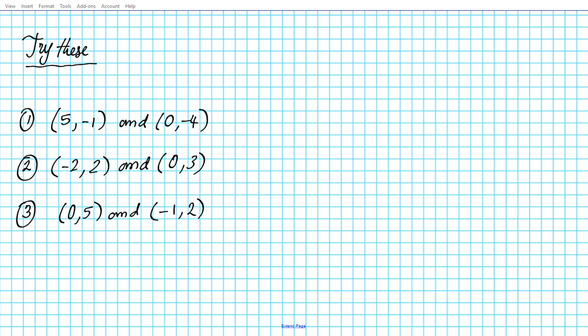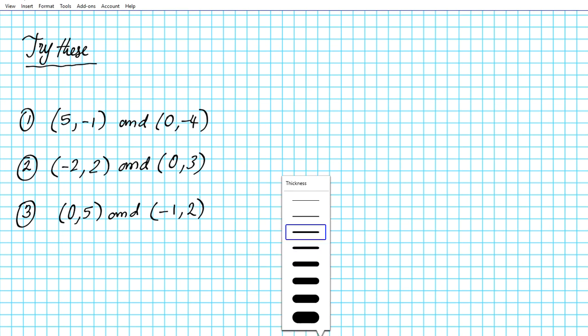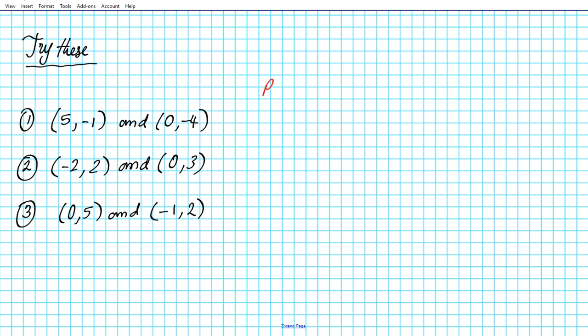Alright, let's hope you had a chance to try out these problems. We're going to go ahead and write down the answers. These are the equations of the lines in point-slope form first, and then slope-intercept form. For point-slope form, the first one is y plus 1 equals 3 over 5 x minus 5. In slope-intercept form it is y equals 3 over 5 x minus 4.